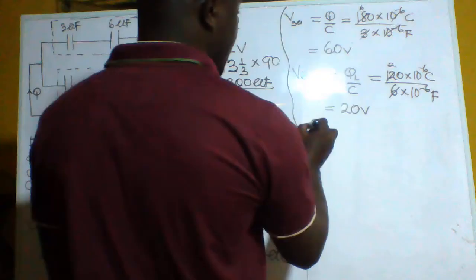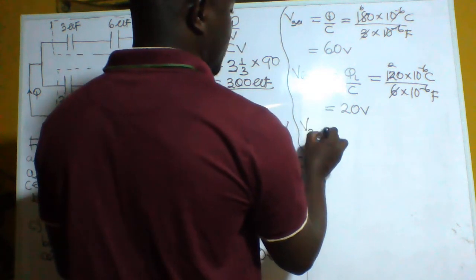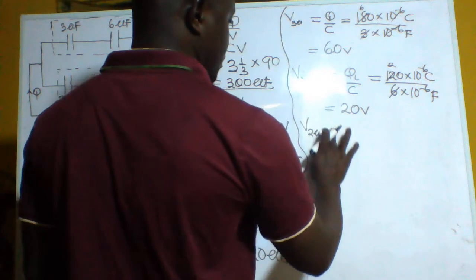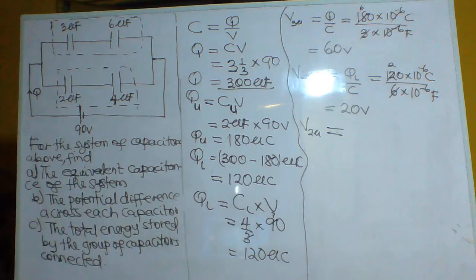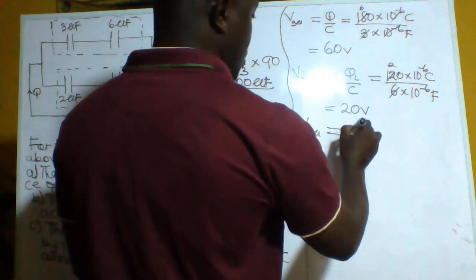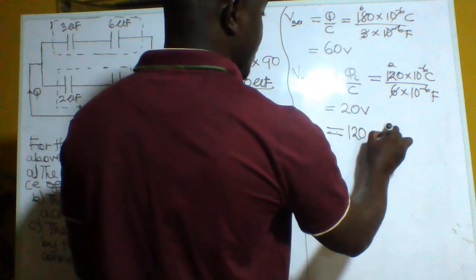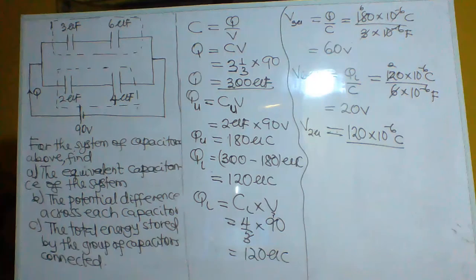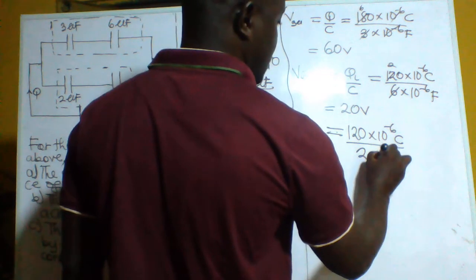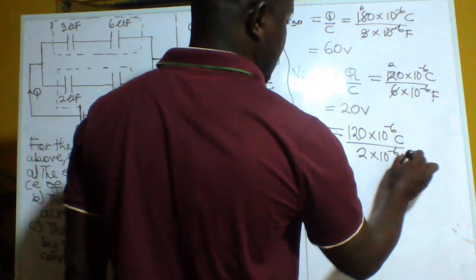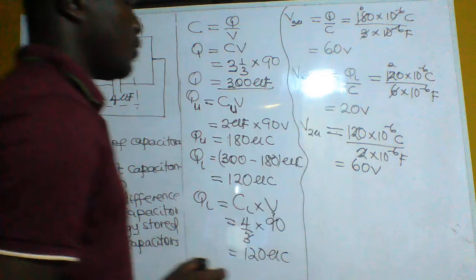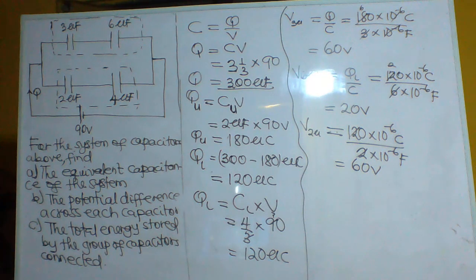Let's determine the voltage across the 2 microfarad capacitor. Okay, and Q lower is 120, so 120 divided by the capacitance here, which is 2. This is giving us 60 volts.